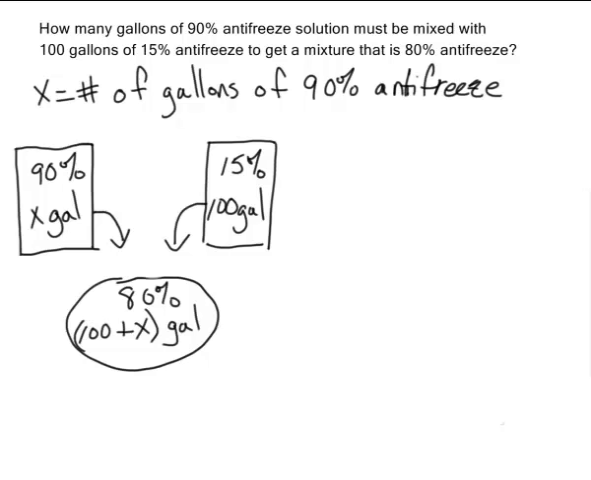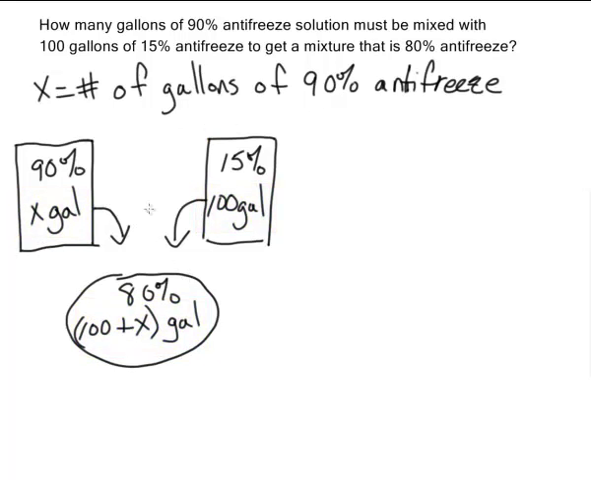So let's pause for a second and make sure we completely understand what's going on here. First, let's look at the percents. We take some 90% and some 15%, mix them together, and we get something that's 80%. That 80% has to fall between 90 and 15. If we put more 90%, we would get a stronger mixture. If we put more 15%, we would get a weaker mixture. And then let's look at the gallons themselves. We're adding x gallons from the 90% and 100 gallons, and when we put them together, we get 100 plus x gallons. So we're pretty much ready to go.